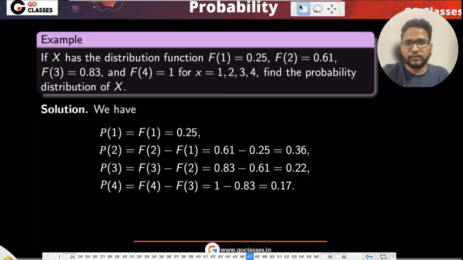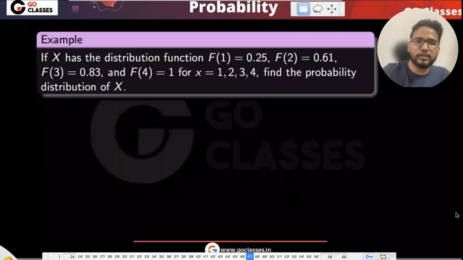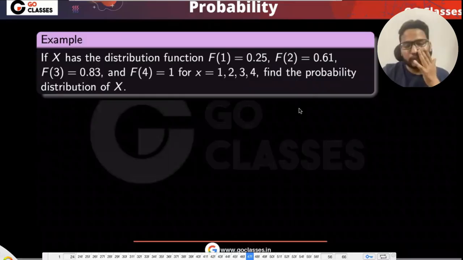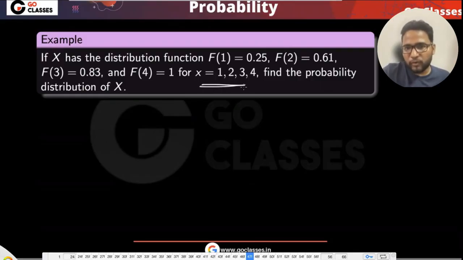Once again, they are saying let x be a random variable with this distribution function. This is a CDF that they have given, where F1, F2, F3, and F4 are given, and they are asking a different question. This is a reverse question. They have given you the CDF and are asking for the PMF. Can you find it? So x can take only 4 values. Now tell me, what is this F1?